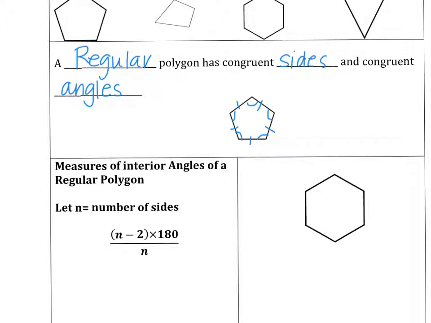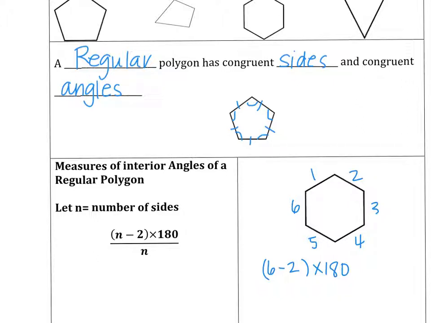So let's do an example of that. Let's take this shape over here. See how many sides we have. 1, 2, 3, 4, 5, 6. So the number of sides, which is 6, minus 2 times 180. This is going to tell us the sum of all of the angles added together.